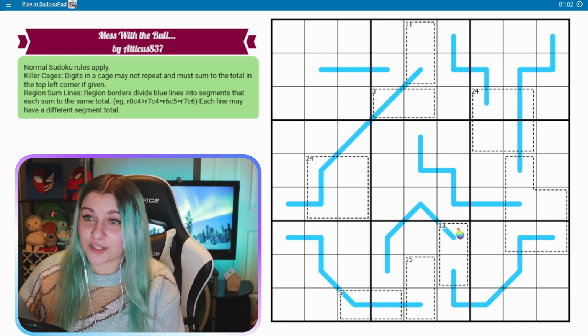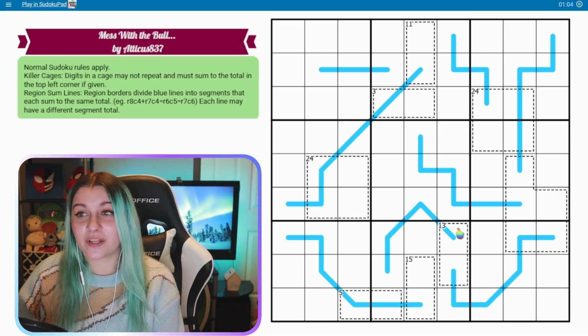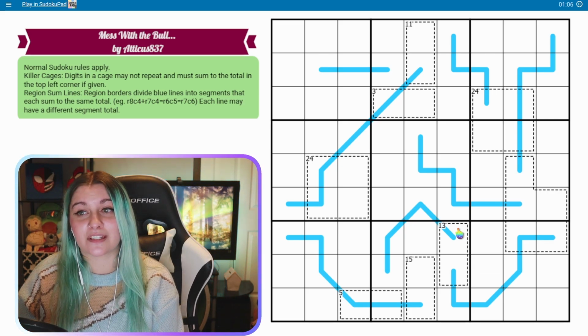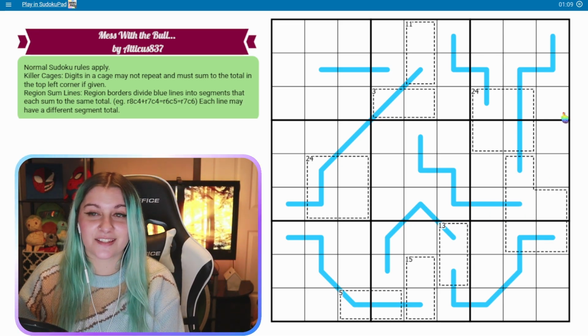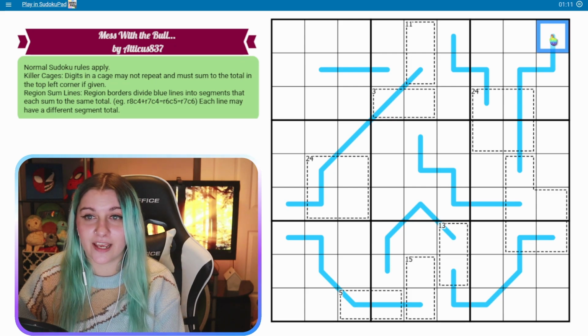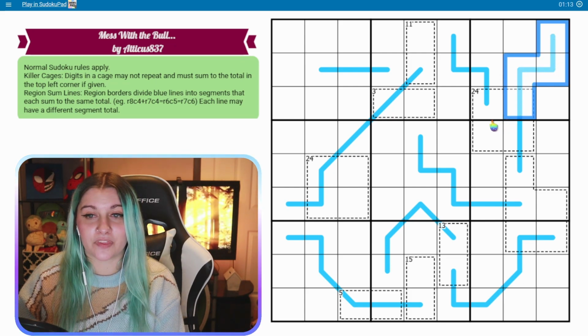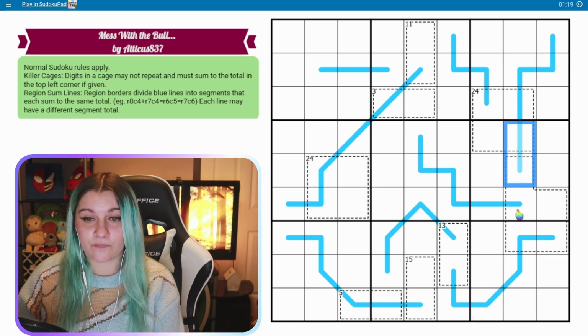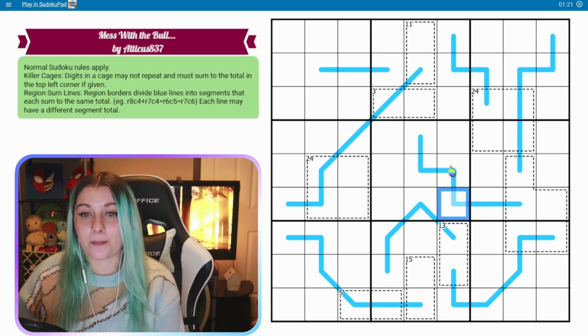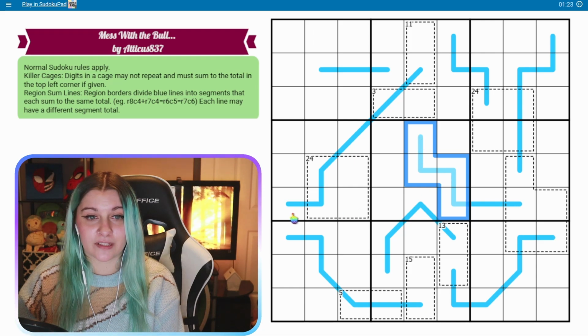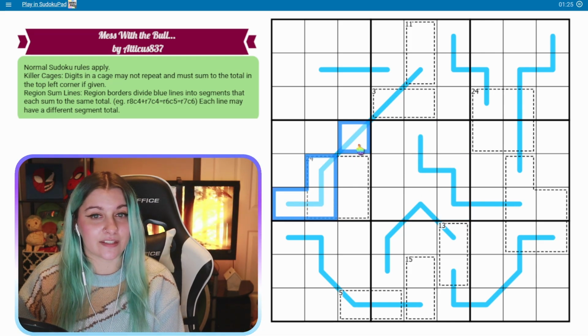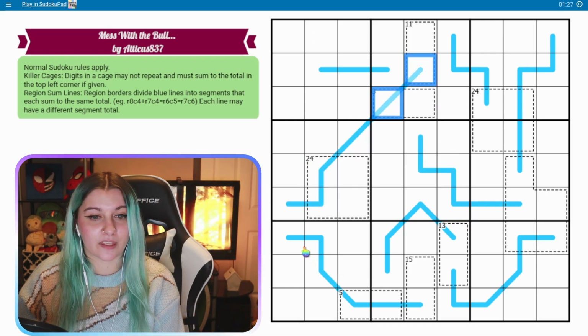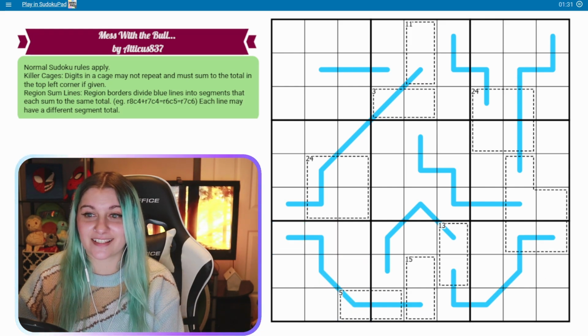We also have region sum lines. Region borders divide blue lines into segments that each sum to the same total. So if we just pick this blue line and follow it along, there's a break here where we enter a new region. So these 4 digits will have the same sum as these 2 digits. These 2 digits will have the same sum as these 4 digits, different segments. This is a segment that'll have the same sum as this segment, etc., etc. Sounds good to me. How do we want to get started?